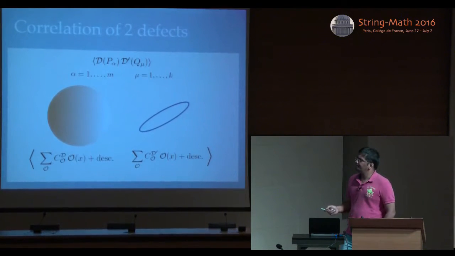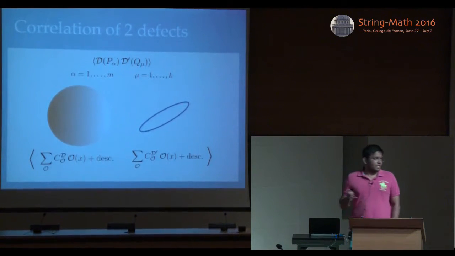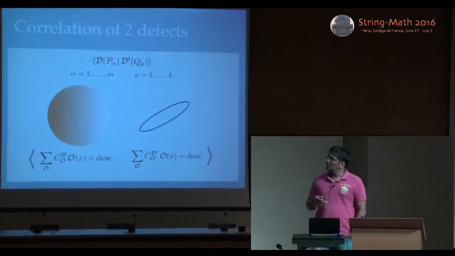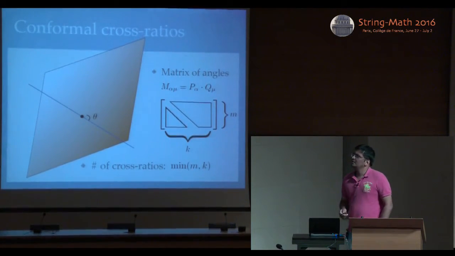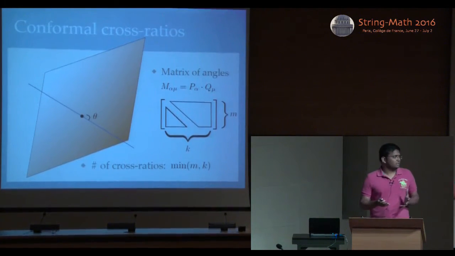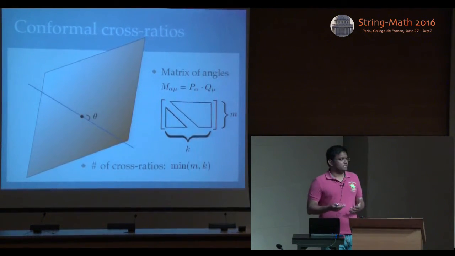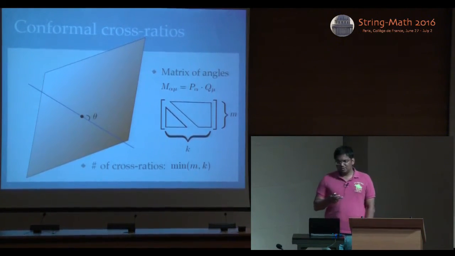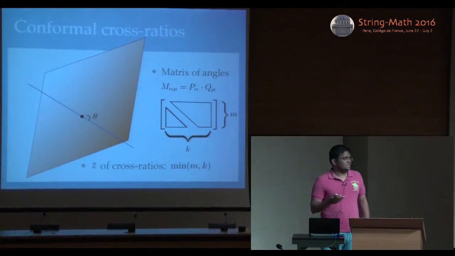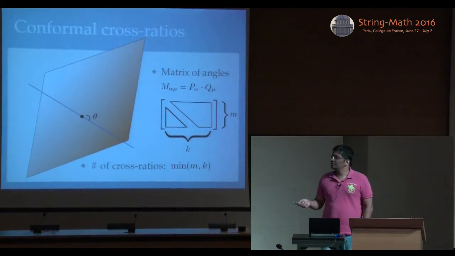But before going to that, let us note that the correlation function of two defects, unlike the previous case, depends on a number of conformally invariant quantities known as conformal cross ratios. So first of all, we need to understand what the conformal cross ratios associated to the geometry of a codimension M and a codimension K defect in a d-dimensional conformal field theory are. Now, to understand these cross ratios in the original d-dimensional space is a bit difficult because of the nonlinearity, but we know what's going on in the embedding space.